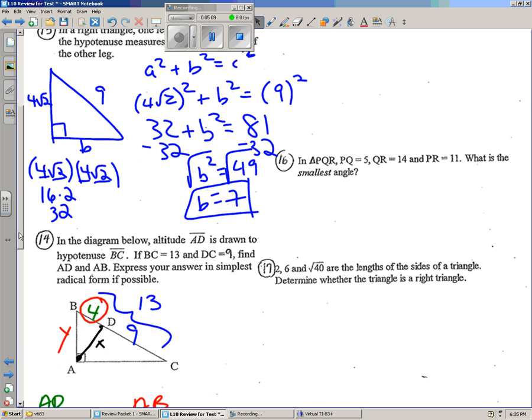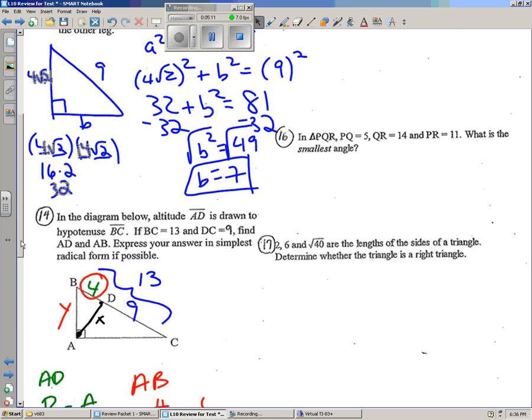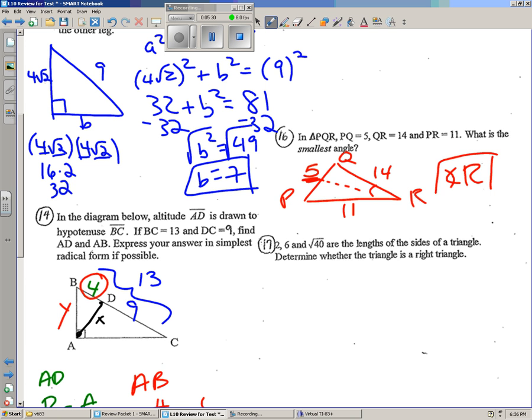All right, number 16 says, in triangle PQR, PQ is 5. Again, we're being given sides here, 3 letters. QR is 14, and I know that I didn't draw this to scale, but PR is 11. It says, what is the smallest angle? Smallest angle is opposite the smallest side. In this case, angle R would be the smallest angle.